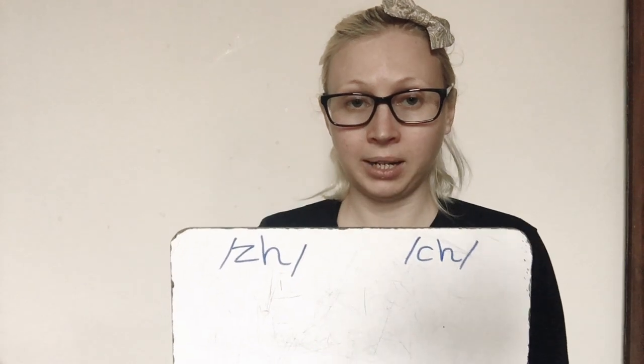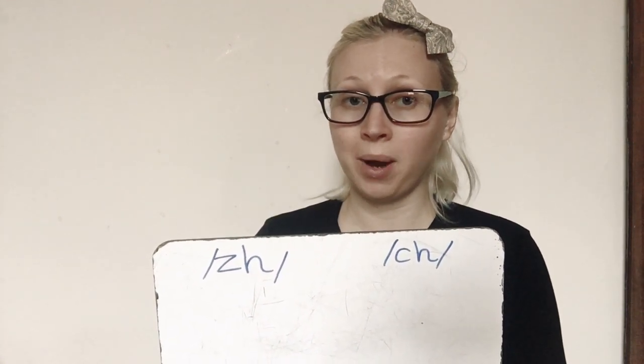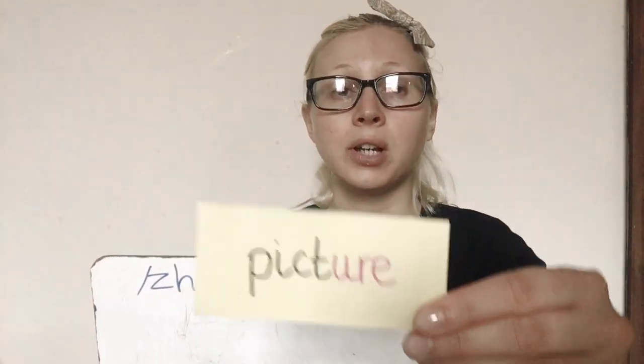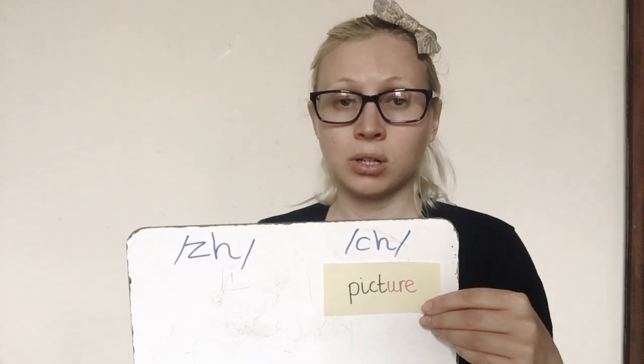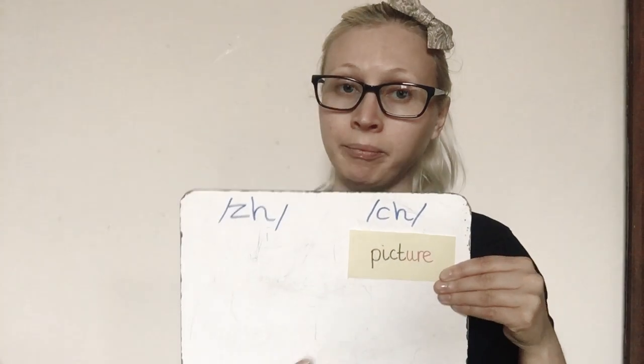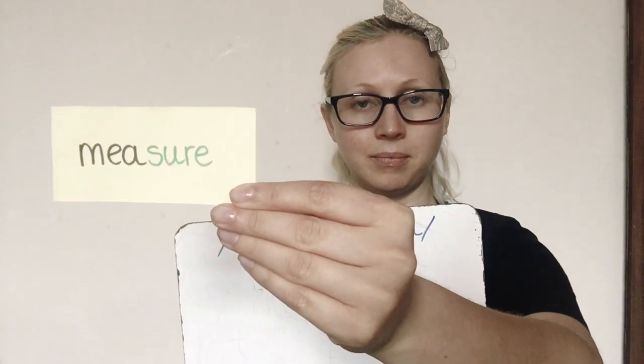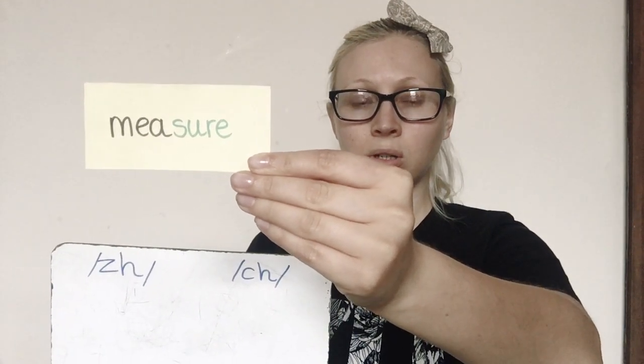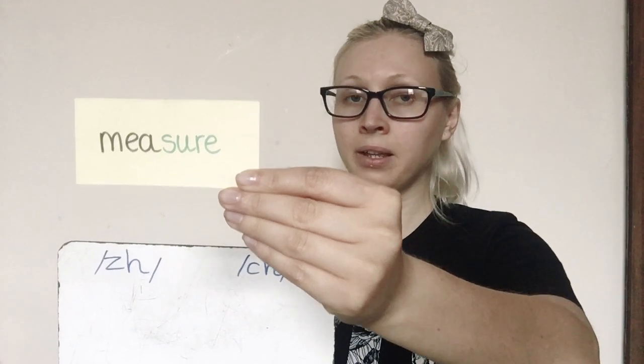Okay. Right, I would like you now to write your zh and your ch just at the top of your board. And I'm going to show you some words and I want you to write them under the sound that you use when you pronounce it. So for example, if I was using the word picture, I'd write it under the ch because it makes a ch sound, doesn't it? So write it under there. Okay? So first word is this one. Can you write it? Is it under the zh or the ch? Say it together. Measure. It's this one, isn't it? Well done if you wrote that one there.